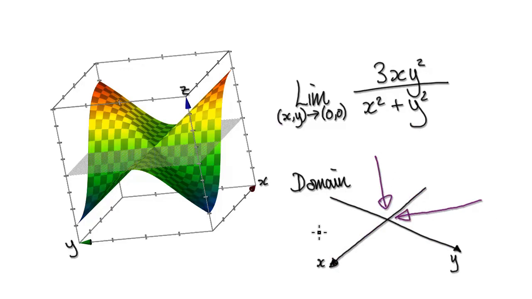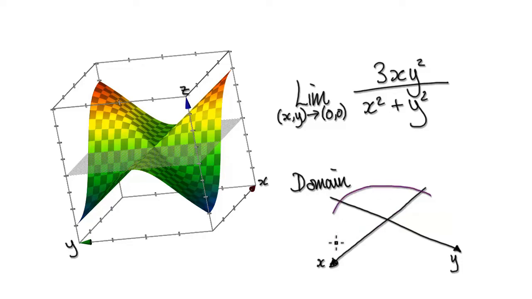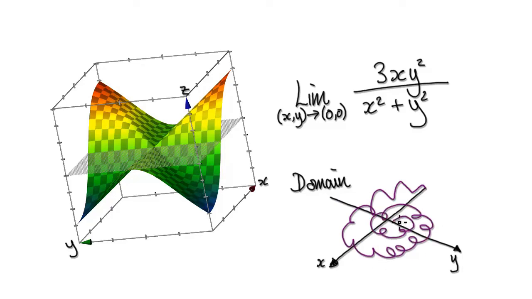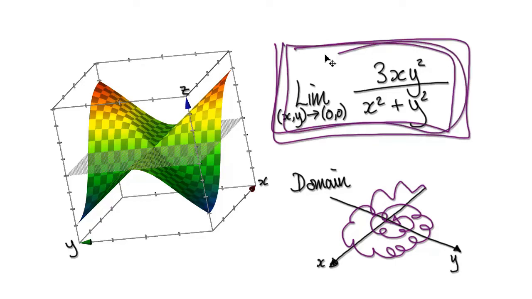You could approach it in a straight line, or in a quadratic manner, or in a spiral manner, or like this. As long as you head towards the origin, you need to show that no matter how you approach it, it will always head towards the same place. So to show that a limit exists is much more difficult.